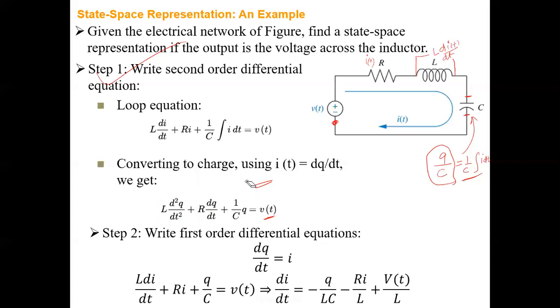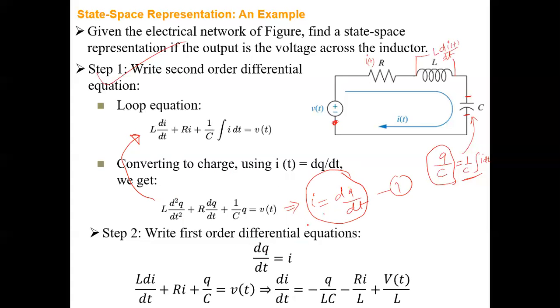All right. So how do you write this one? Let's choose a variable called I equals dq over dt. This is one equation, right? This is a first order differential equation: dq over dt equals I.